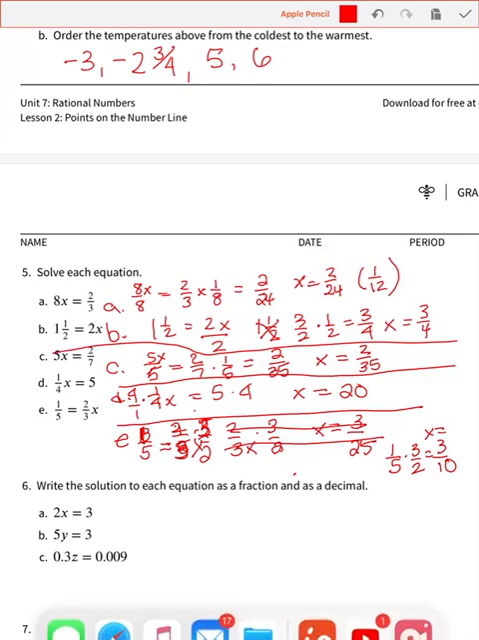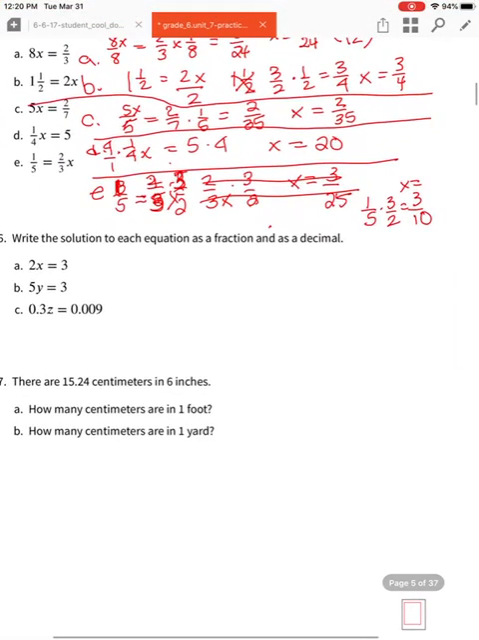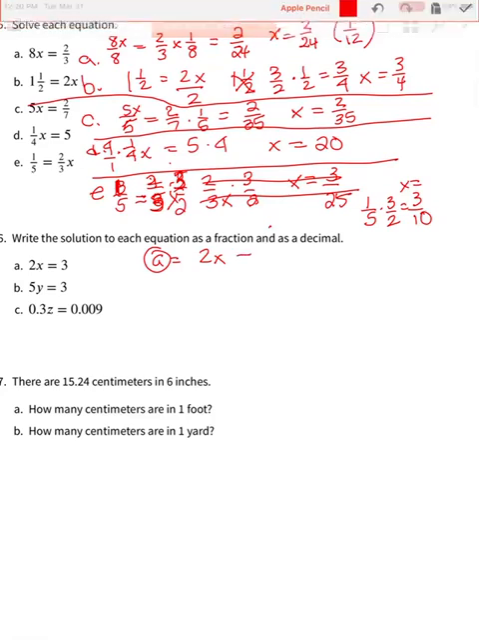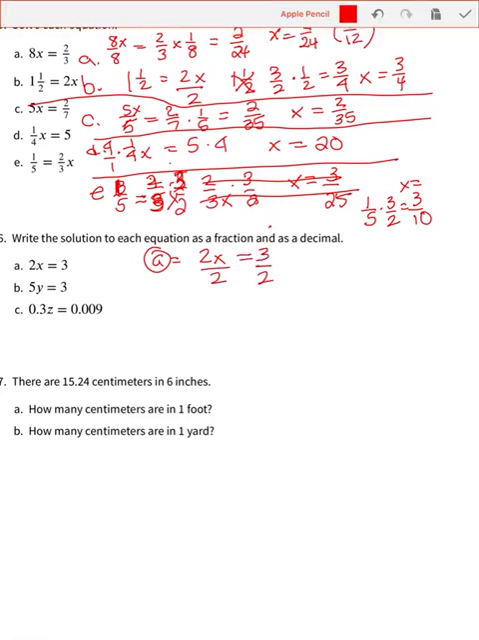And then for number 6, problem A. 2x equals 3. Divide by 2. You get x equals 3/2 or 1.5. For B, you get 5y equals 3. Divide both sides by 5. You get y is equal to 3/5. It could also be 0.6.